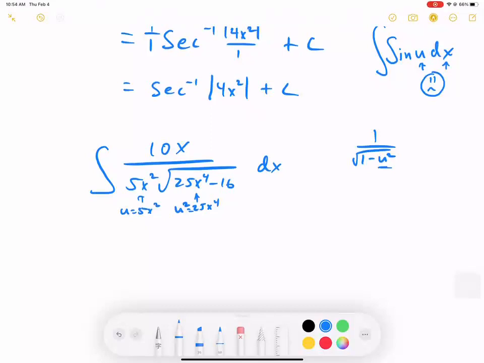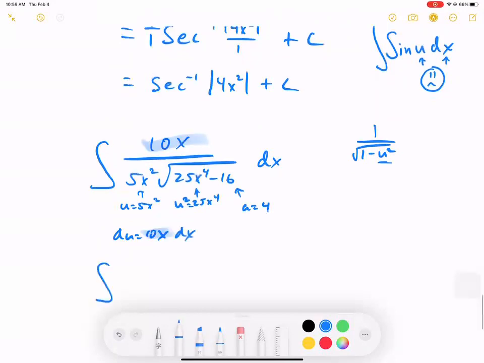And just to say, what's my a value here? Looking here, a is going to be 4, just to make sure I do know that. All right, let's pick up our u. If u is 5x squared, du is 10x. Oh, baby. 10x and 10x, right? This looks like it's cleaning up a little bit.